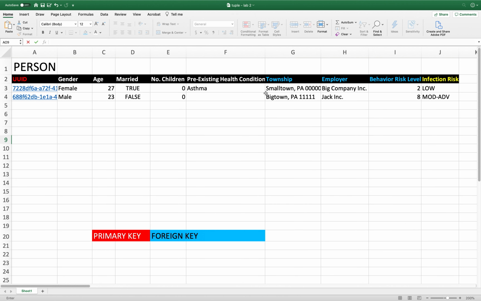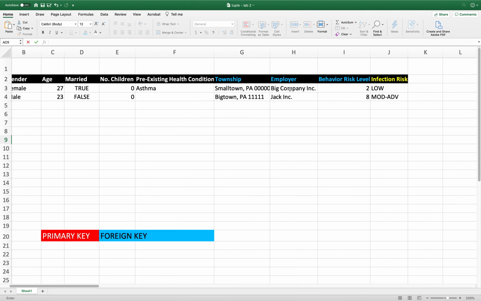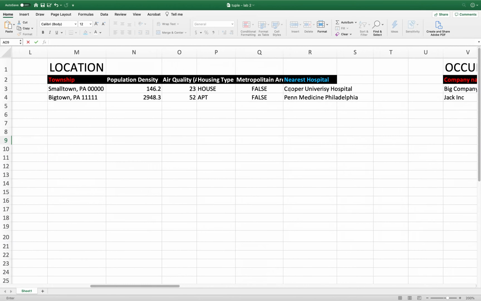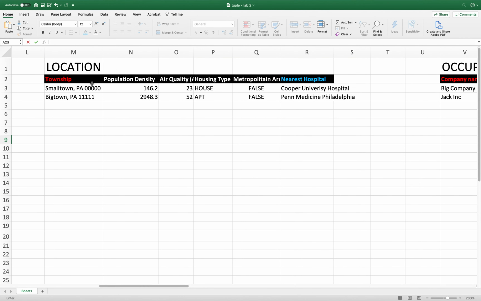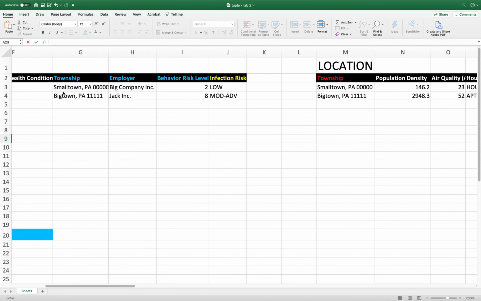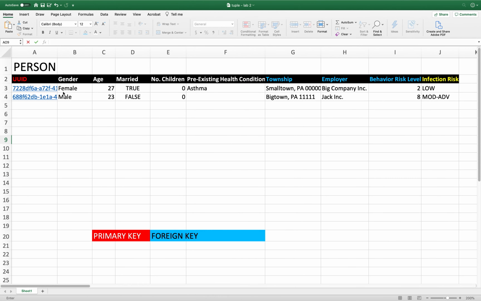When we take a look at our table, you can see that for person, there is only one geographic location listed in that tuple. However, when we go over to the location table, for a specific geographic location, technically multiple people could have that specific geographic location in their tuple.